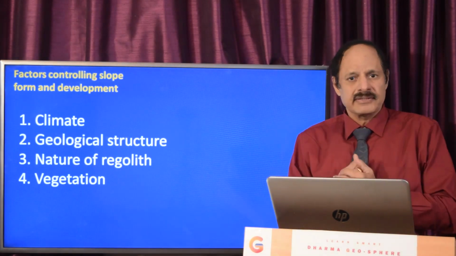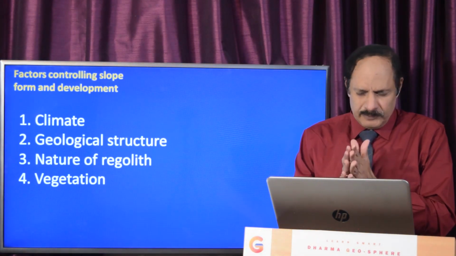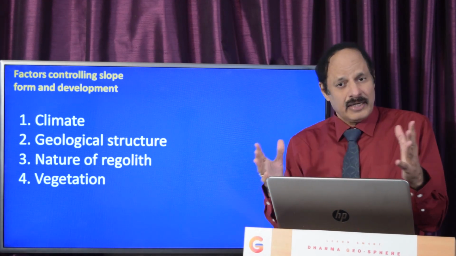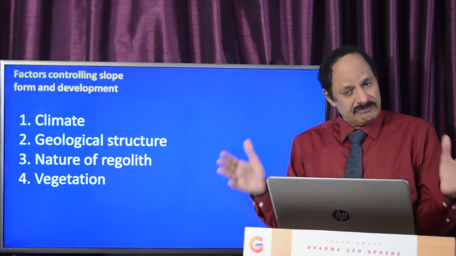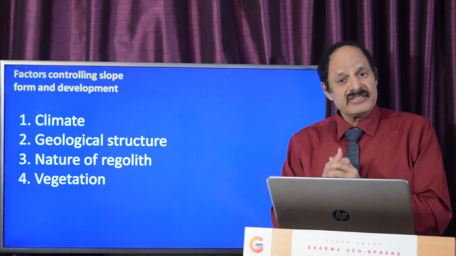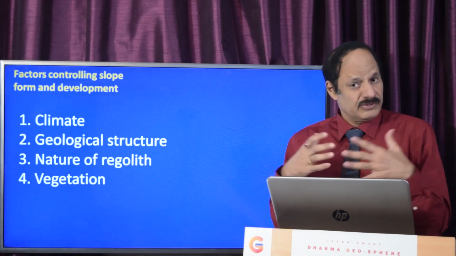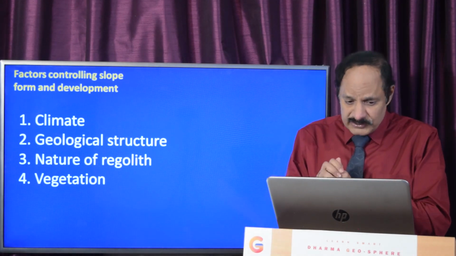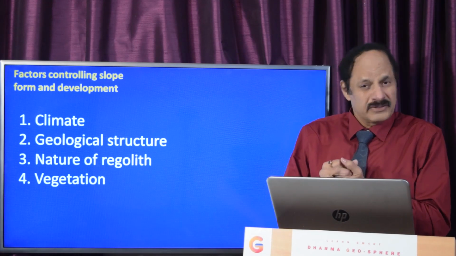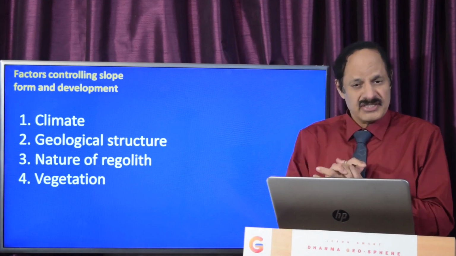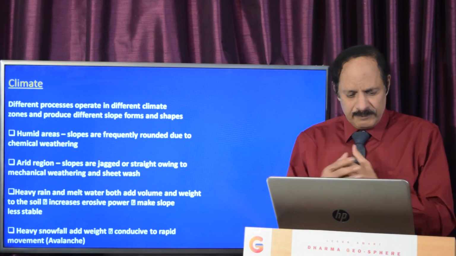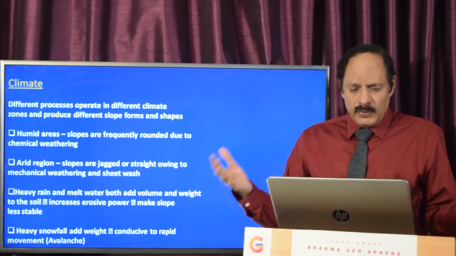And then what are the factors controlling slope form and development? Obviously climate: arid regions have different kinds of slope, and moist, humid regions will have different kinds of slopes. So the geological structure controls it, and then the nature of regolith also is very important. The soil conditions and vegetation are another very important aspect.